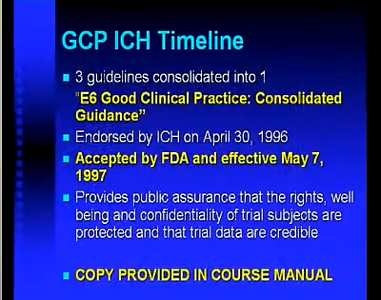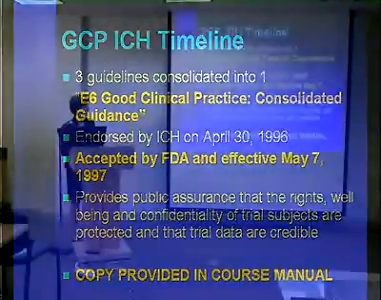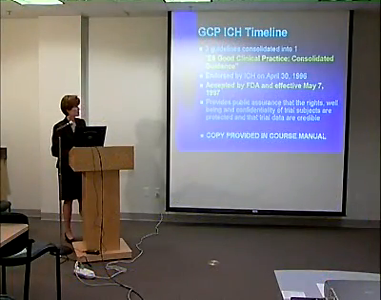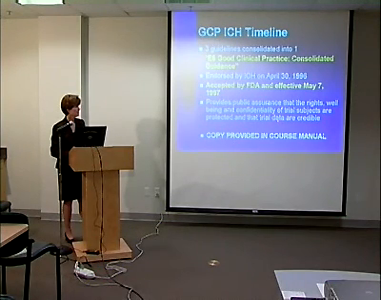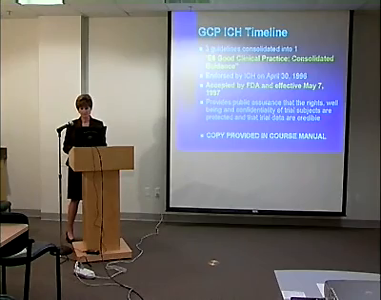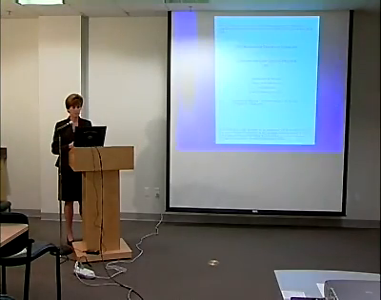And then a little bit later, close to 1996, these 3 guidelines were consolidated into one. It became the Good Clinical Practice Consolidated Guidance. It was considered and endorsed by the International Conference on Harmonization April 30th, 1996. It was accepted by the FDA and effective May 7th, 1997. And basically this provides public assurance that the rights, well-being, and confidentiality of trial subjects are protected and that the trial data are credible. And again, there are copies in your course manual.